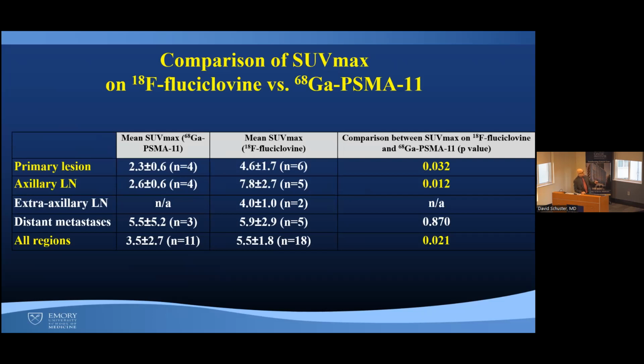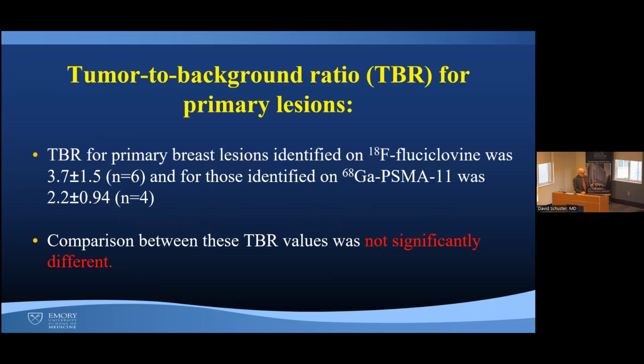So if we look at the primary lesion, there's higher uptake with fluciclovine, significantly so, than PSMA. With axillary nodes, even more significantly so, with fluciclovine versus PSMA. Extra-axillary nodes, well, kind of nothing was detected with PSMA, so technically there's no statistical thing to do there. And distant mets, actually, they were about the same in terms of uptake. And if we just combine all regions, we could see in general there was a statistically significant higher uptake with fluciclovine than PSMA. If we look at the primary breast lesions, the tumor to normal breast ratio for primary breast lesions identified on fluciclovine was higher than for PSMA, but this was not statistically significant.